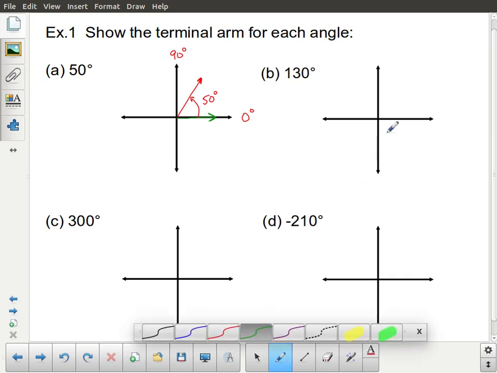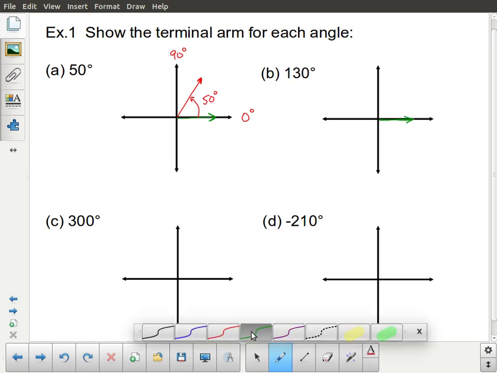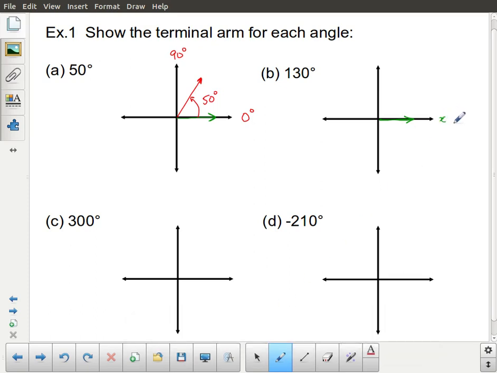Once again, let's go to the next one. I'm going to stop doing this in a moment. I'm not going to draw the initial arm every time. So there's my initial arm. The initial arm is on the positive x-axis. So there's the x-axis, which is at 0 degrees. Here's the y-axis, which is at 90 degrees. Here's the negative x-axis, which is at 180 degrees. And here's the negative y-axis, which is at 270 degrees.